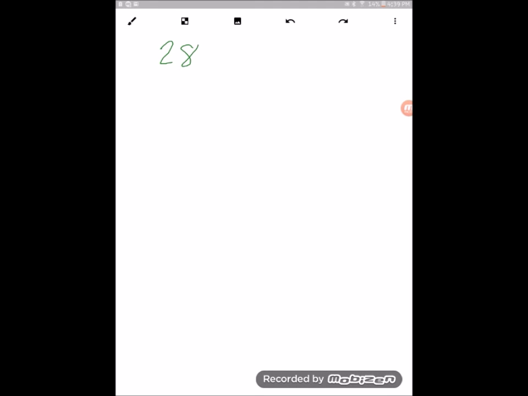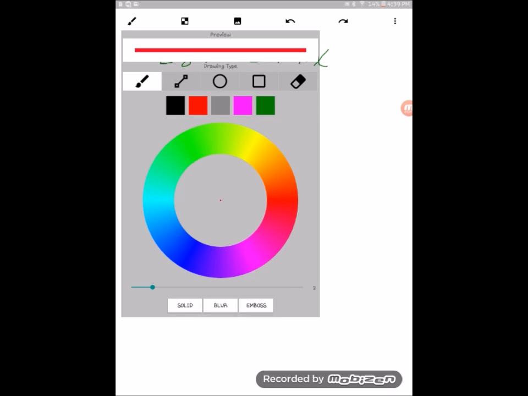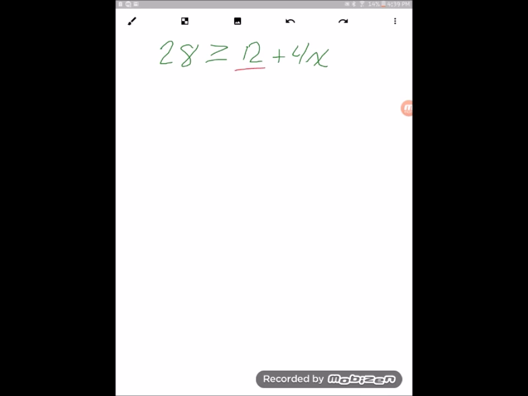28 is greater than or equal to 12 plus 4x. Looks a little different. It's not. We're going to do the same thing. Look for our constant. That's a 12. We also know that since there's no negative symbol there, that is a positive 12. So to undo that constant, I subtract 12. And I subtract 12 from both sides. My 12s go away. I have a 4x remaining. My inequality symbol comes down, and 28 minus 12 is 16.